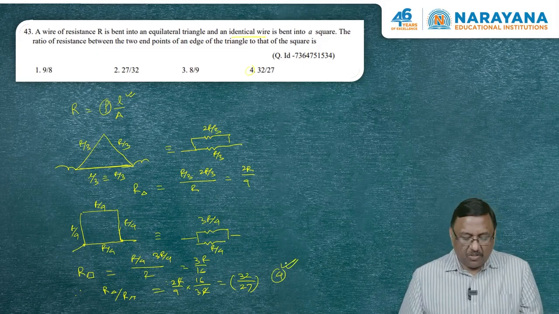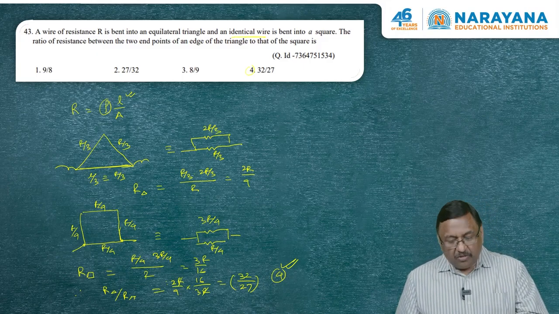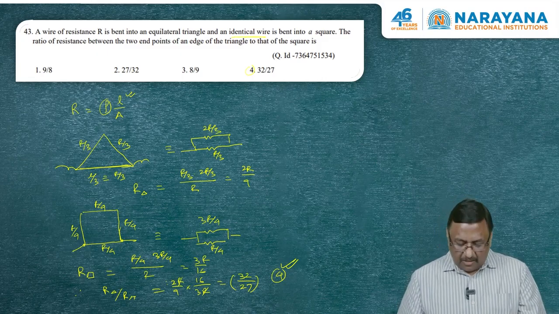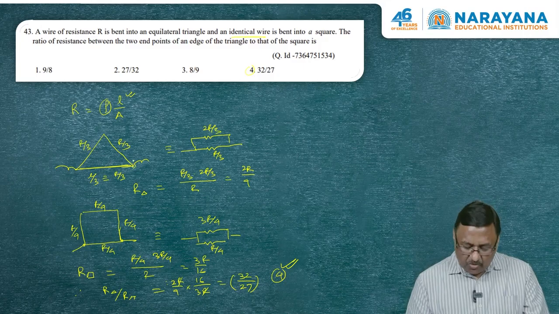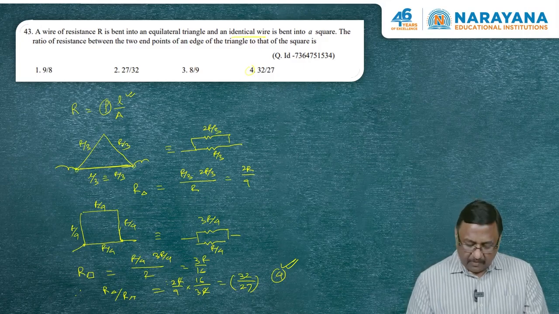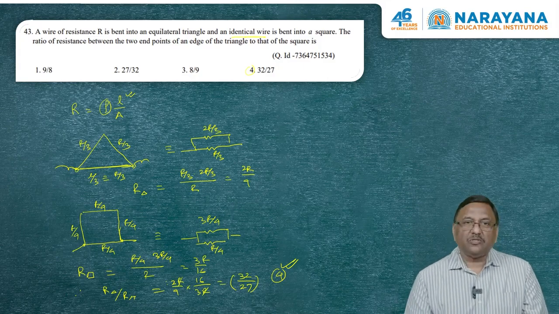Again, you can see this is going to be a very, very simple question in this paper. The only thing is that you should understand R is proportional to length. If R is divided into 3 parts, R by 3 will come. I take these 2 points as my end points. These two are in series, and these two combined are going to be in parallel. Anyway, let us go for the next question now.